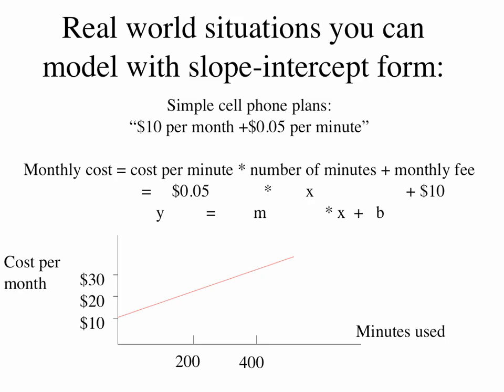You can see below, I've graphed a simple equation. In this case, the monthly fee is $10 and the cost per minute is 5 cents per minute. The red line represents the cost varying with the number of minutes that you talked. So you could tell from this graph what your cost would be if you talked for 200 minutes or 400 minutes, etc. This is the end of this presentation.